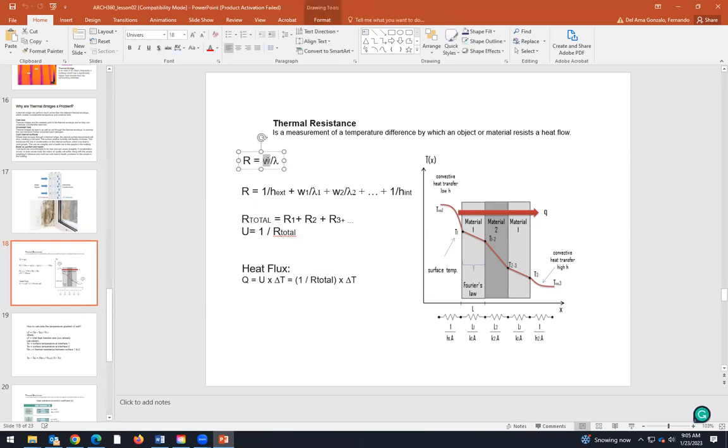And then the width is something that we control. It can be 2 inches or 5 inches or 10 inches. It's something that depends on us, on architects. We can control the width of this material.